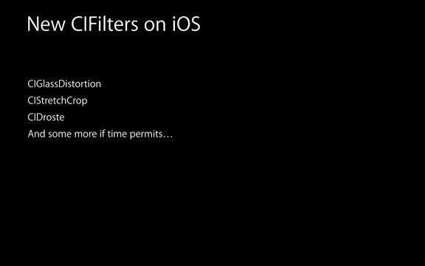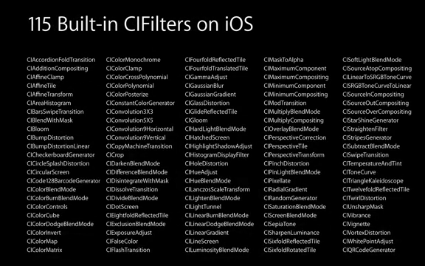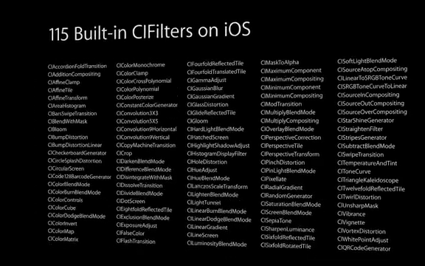And then there's a few other new ones we've added that are new on iOS, such as glass distortion, stretch crop for anamorphic correction, Drosti, which was a great demo from our conference show 2 years ago. And then who knows, if we have some more time, we'll get a few more in. But what that brings us to today is over 115 built-in filters on iOS. And of course, that really is an infinite number now that you guys can create your own custom filters. So we're excited to see all sorts of new things.